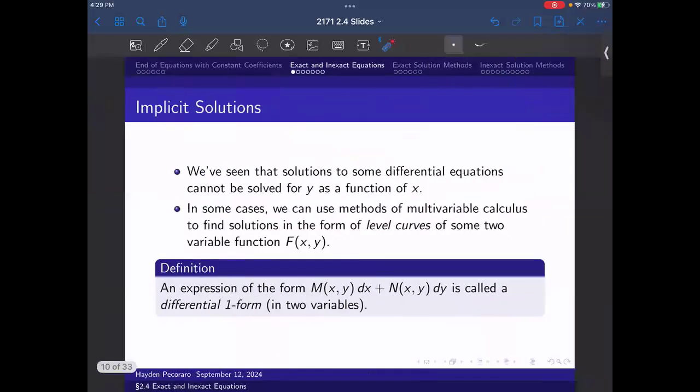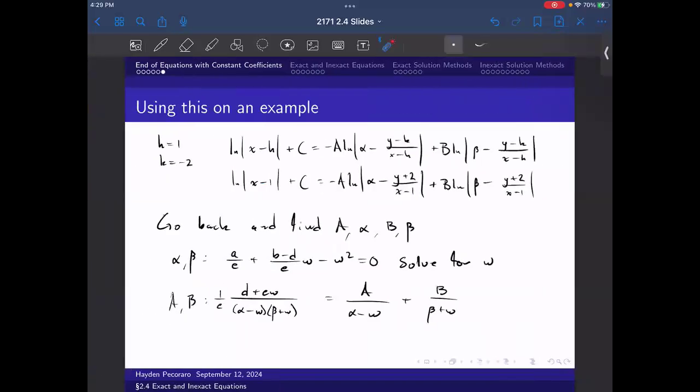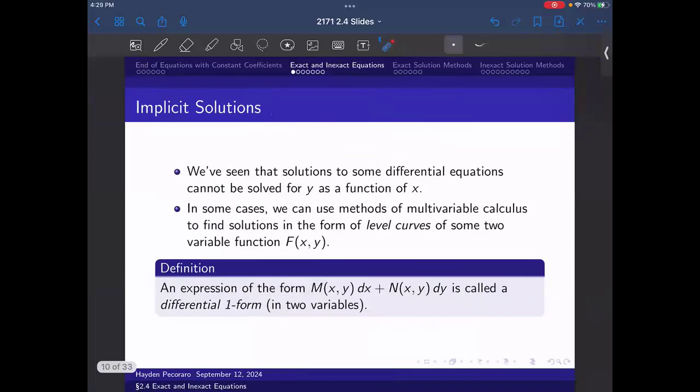Did you need to see the slide? Okay. All right. So now we'll talk about exact and inexact equations. What are exact and inexact equations? We know that some differential equations have solutions that you can't solve for one variable or the other, and some you're forced to solve for x instead of y. This happens a lot. Sometimes differential equations are just really nasty.